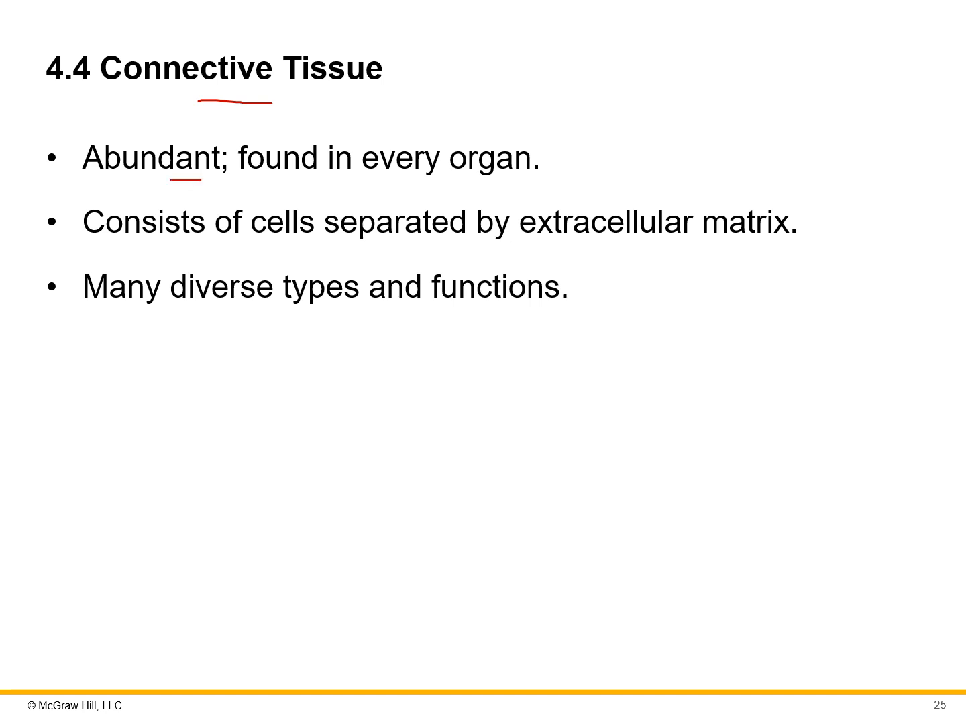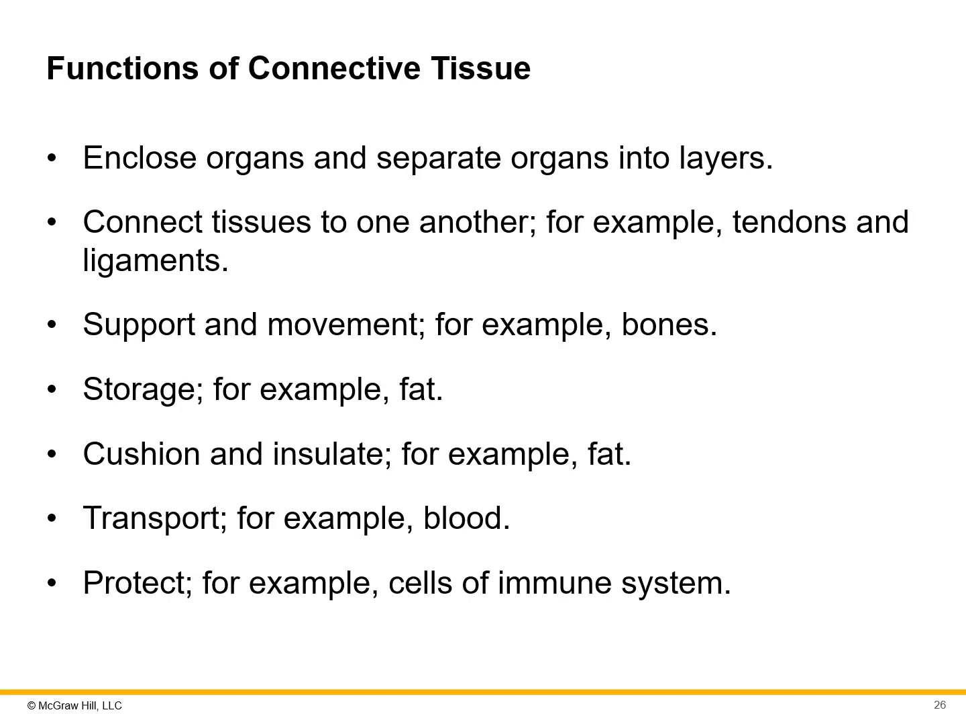These are very abundant. We have lots of connective tissue, so every single organ we have has connective tissue. Unlike the epithelium, it does have a lot of extracellular matrix, a lot of stuff on the outside. They have lots of different types and functions. Some of the functions of all connective tissue: they enclose the organs and separate them into layers. It connects tissues, hence the name connective tissue.